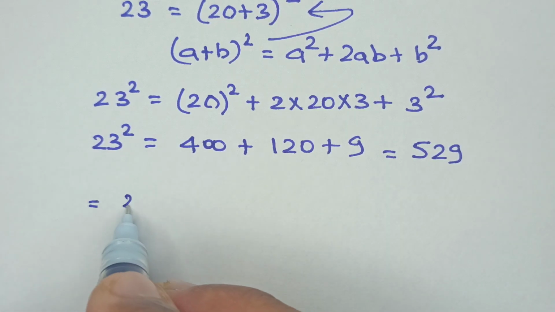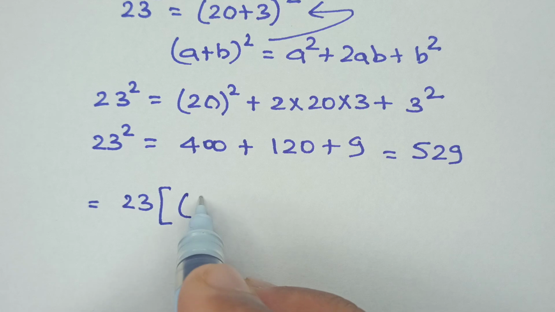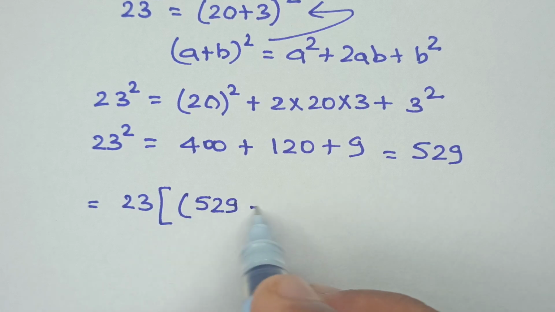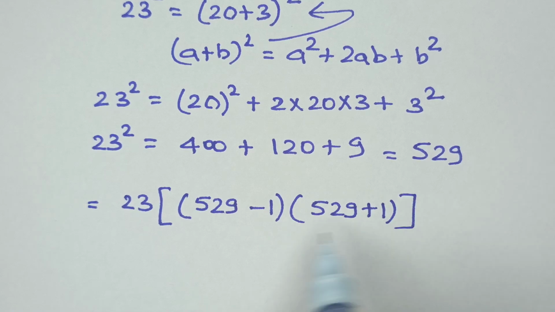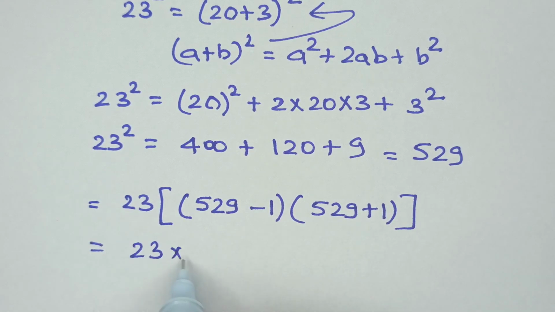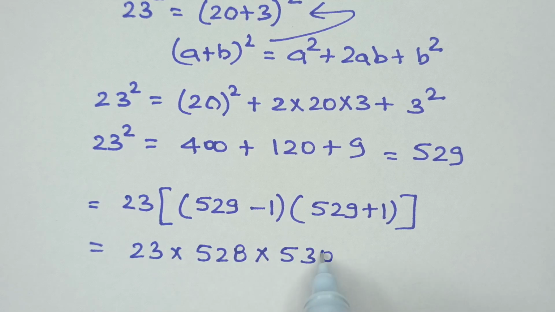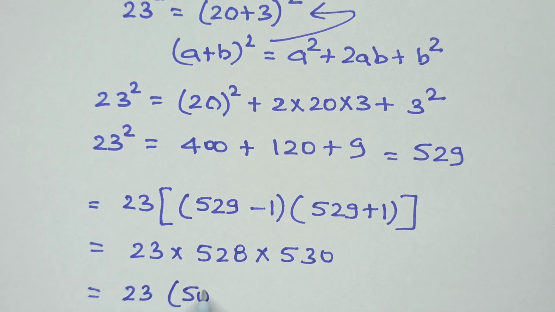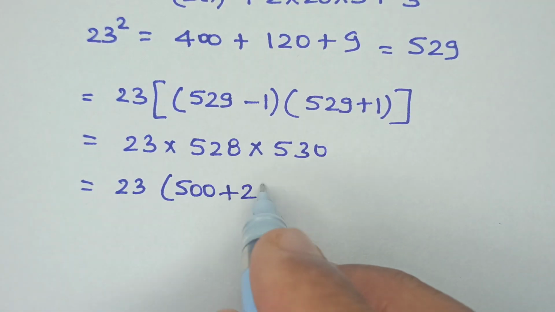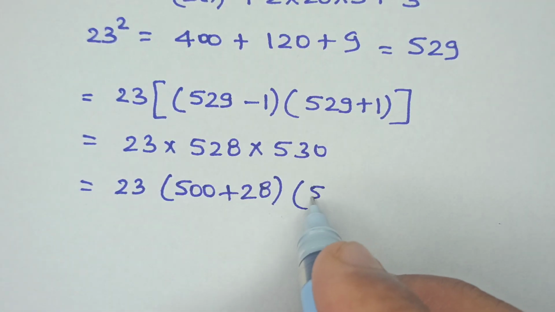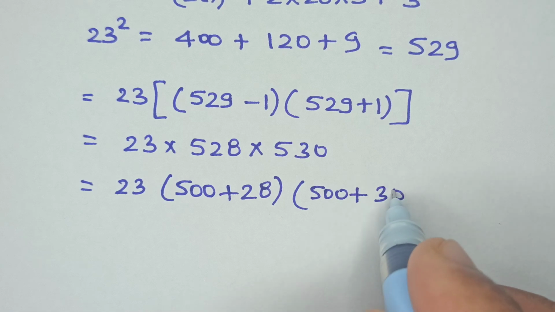So that means now the original question would be 23 multiplied by 529 minus 1 multiplied by 529 plus 1. So this is 23 multiplied by 528 multiplied by 530. Now let us dissolve this. So this would be written as 23 multiplied by 500 plus 28, and then this would be 500 plus 30.